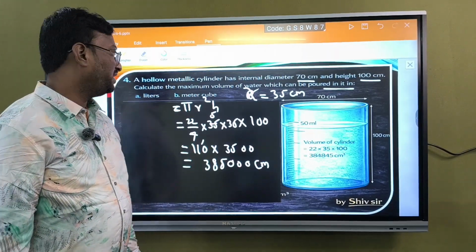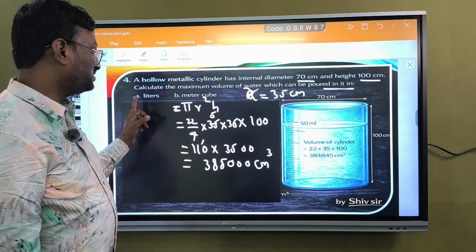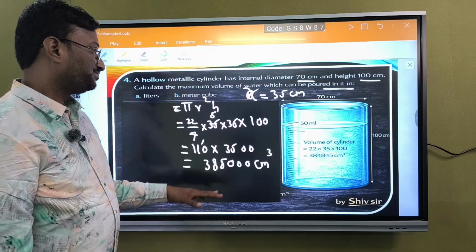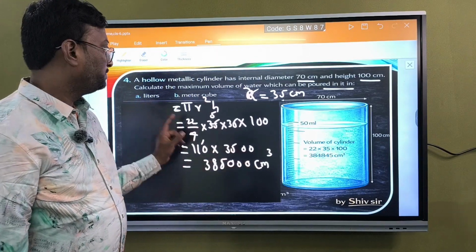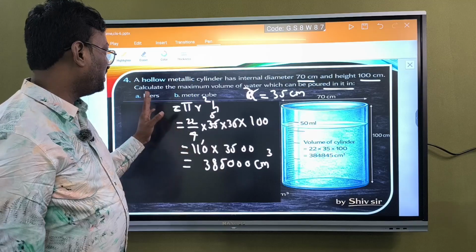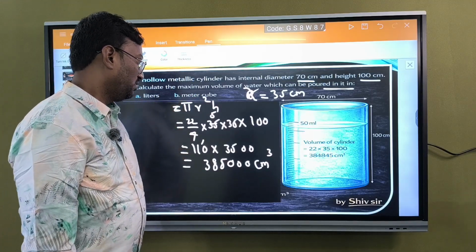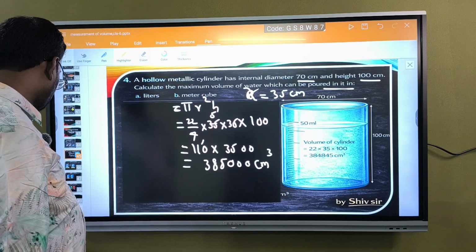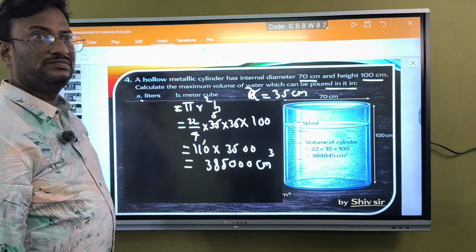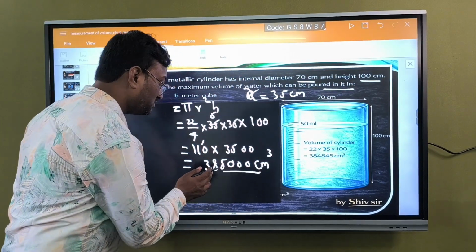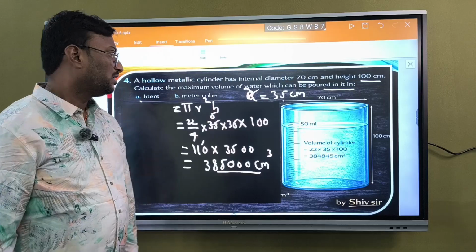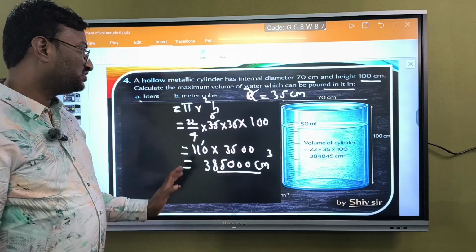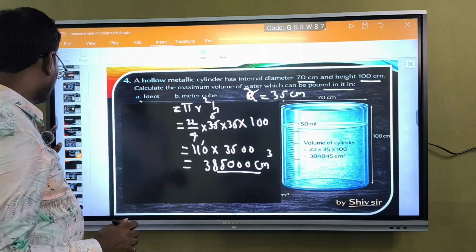We already studied, children, 1 liter in terms of cubic centimeter. This should be converted into cubic meters. Okay children, so this is the answer in terms of cubic centimeter. Now we need the answer in terms of liters as well as cubic meter. So for this, I am going to take one more slide here.